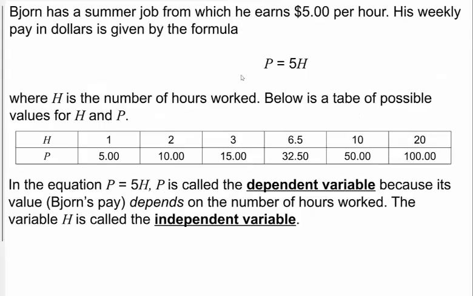If we look back, for any amount of time he works, there's only one amount he can get paid. If he works 1 hour, he can only be paid $5. If he works 2 hours, he can only be paid $10. He can't be paid $8 or $6 or $2. No, only one value for each number of hours he works.